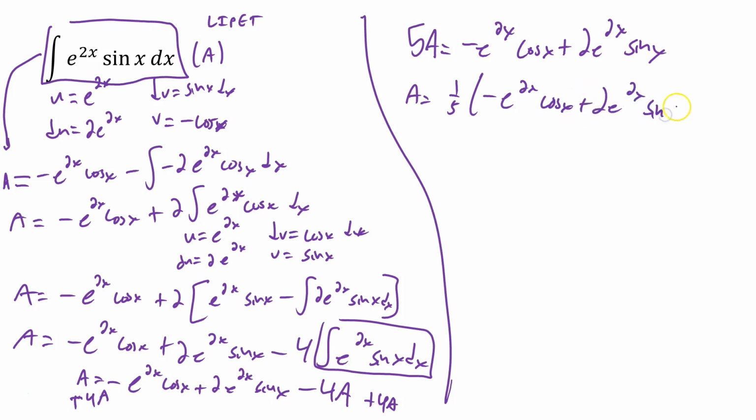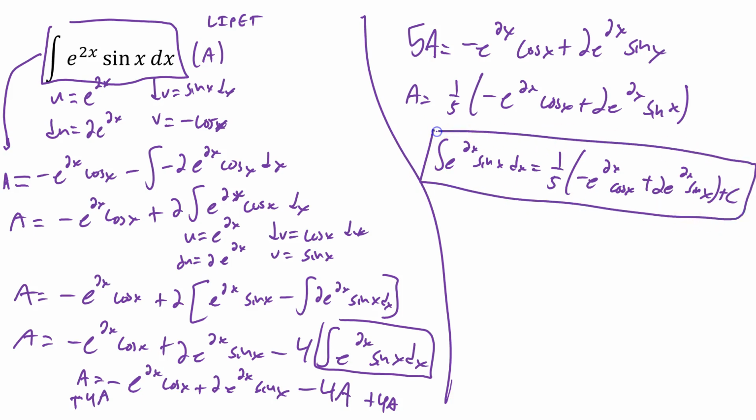Now you may be out there just yelling at your screen. You don't have a plus c, Mr. Fransky. You're right. Because when you do this, we never evaluated this integral, right? So we never really had an opportunity to put a plus c in here. So what you do is at the end, you just do plus c. So this whole thing, a, the integral e to the 2x sine x dx, is equal to 1/5 times negative e to the 2x cosine x plus 2e to the 2x sine x. And then at the very end, I'll put a plus c.